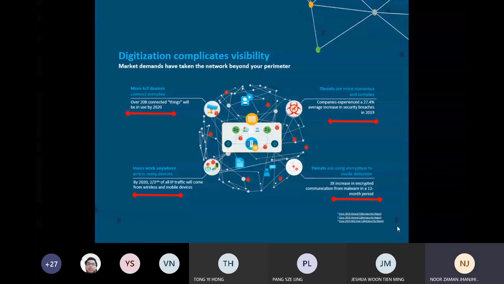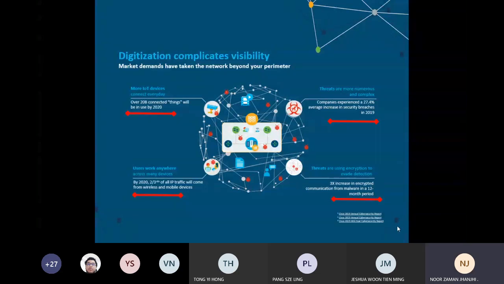The report suggests that more IoT devices are connecting every day. Probably we think about how many more, maybe hundreds of thousands or millions, but from the first point, where I put red lines under it, you can see that over 20 billion connected things will be in use by 2020. This report is from the end of 2019, and right now we are in 2020, so the report is saying that it will be 20 billion.